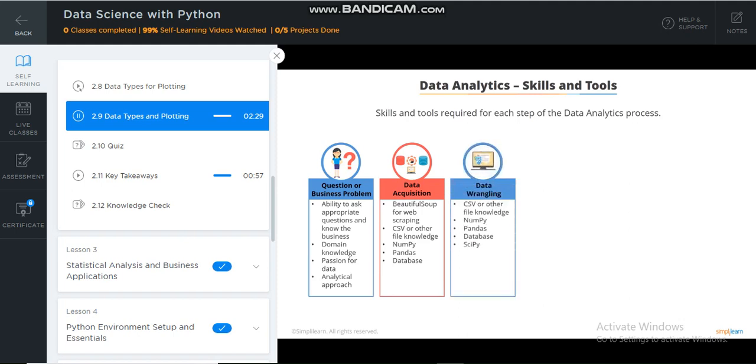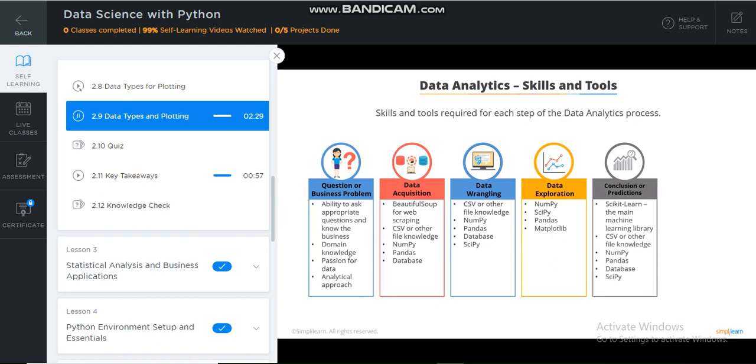Data wrangling. CSV or other file knowledge. NumPy. Pandas. Database. SciPy. Data exploration. NumPy. SciPy. Pandas. Matplotlib.